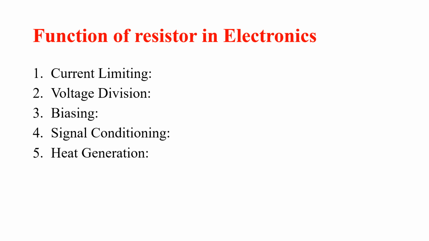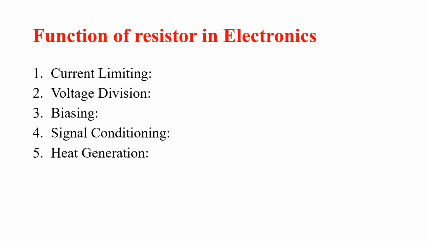Another important aspect of application of the resistor is signal conditioning. Resistors are often used in combination with capacitors and inductors to filter and condition signals, shaping the frequency response of the circuit. Similarly, the last most important aspect of resistor is heat generation.